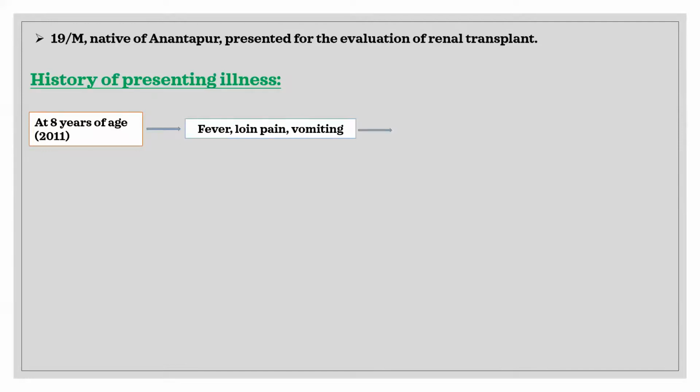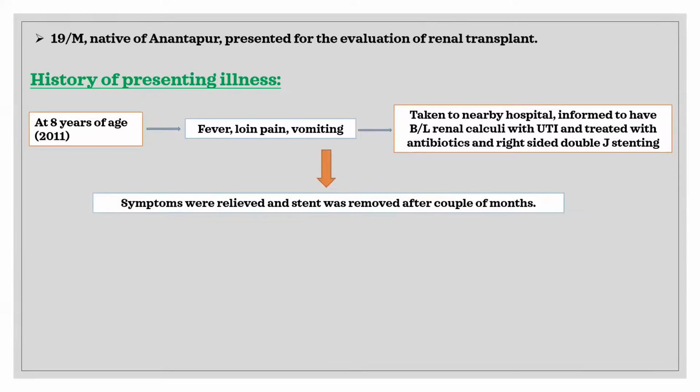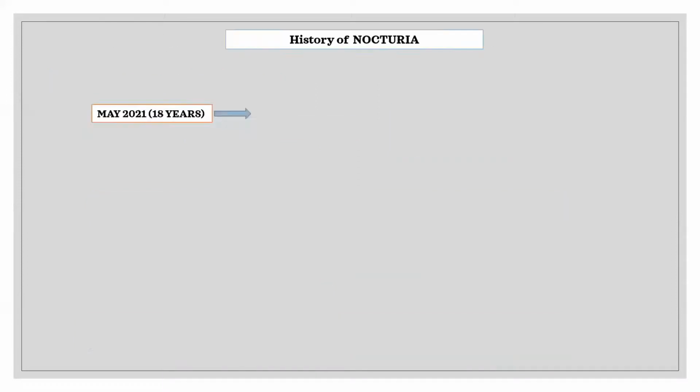had a fever, loin pain and vomiting, and he was taken to a nearby hospital and informed to have bilateral renal calculi with urinary tract infection and treated with antibiotics and right side double J stenting. And after a couple of months, he improved, symptoms were relieved and stents were removed. Then he was asymptomatic till the age of 14. In February 2017, he developed similar complaints and he was taken to a tertiary care hospital where a left PCNL was inserted and was removed after 3 weeks.